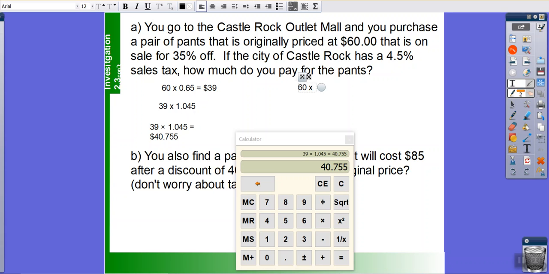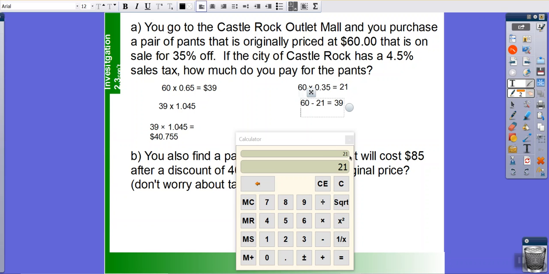Now, I could do the same problem a slightly longer way, and that way is the 60 times the 0.35, and that's going to tell me how much I'm going to have taken off of the pants. So I'm solving the same problem again, just in a longer way. So 60 times 0.35, so that means I'm taking $21 off. If I'm taking $21 off of 60, so 60 minus 21, and that's how I get my 39. See how it's an extra step?